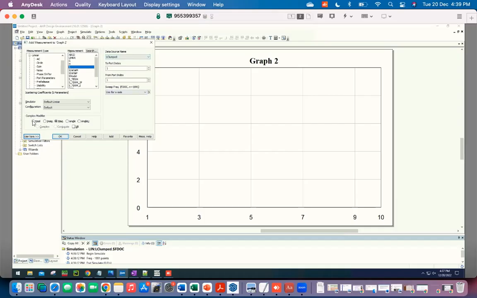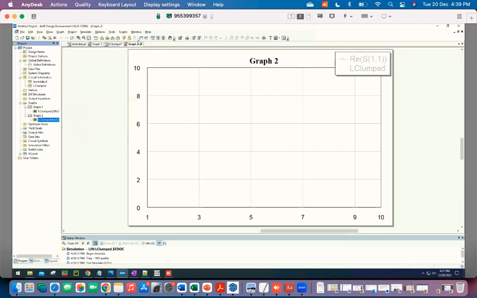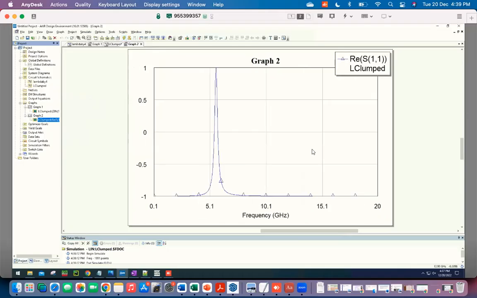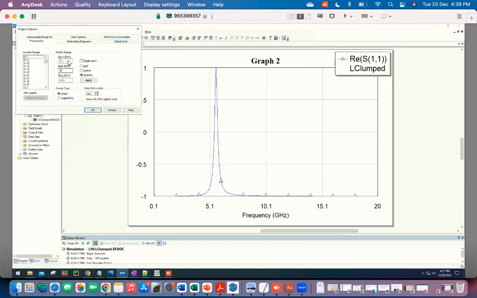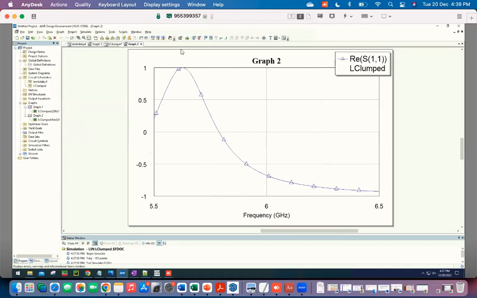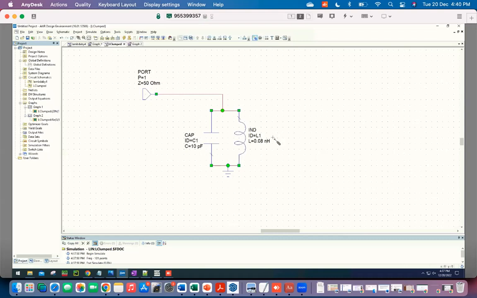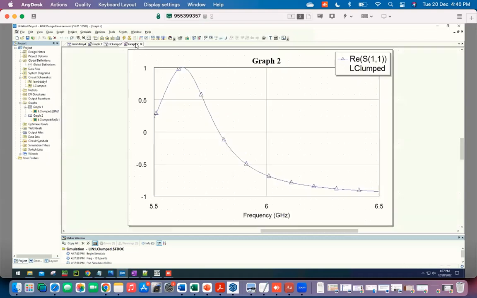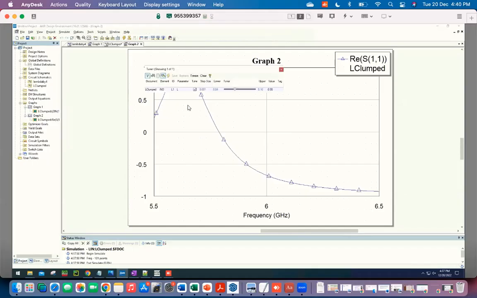And let's look at the real part. So this is around 5.63. Let me just tune it up so that this is also around 6 gigahertz, and I will adjust the frequency range here from 5.5 to 6.5. Adjust the reference value.